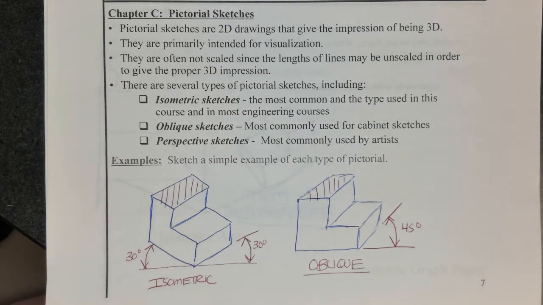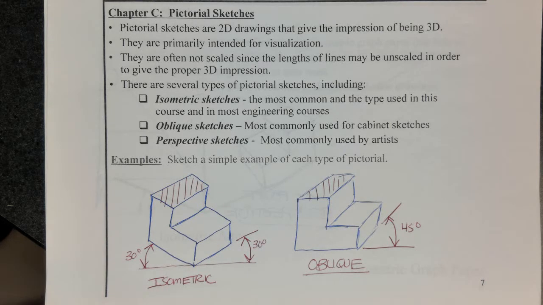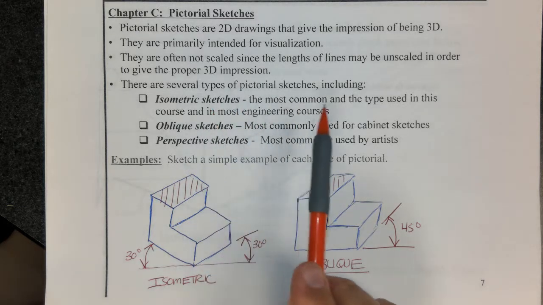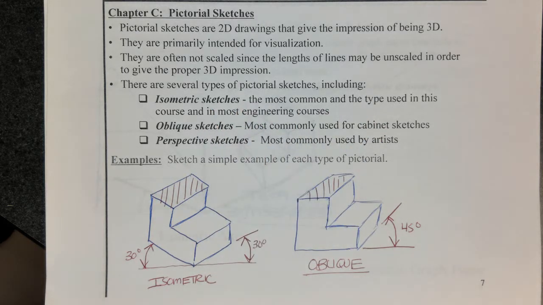So this is for the benefit of my online class, because I talked about this in my face-to-face course. What is a pictorial drawing? A pictorial drawing is a picture, and they are primarily used for visualization. These are not 3D drawings. These are two-dimensional drawings that give the impression of being a 3D part, such as isometric. These are the most common types of sketches used in engineering courses, design courses, and CAD courses.